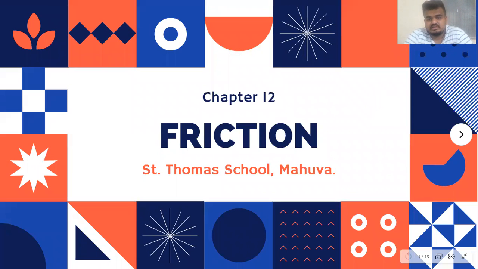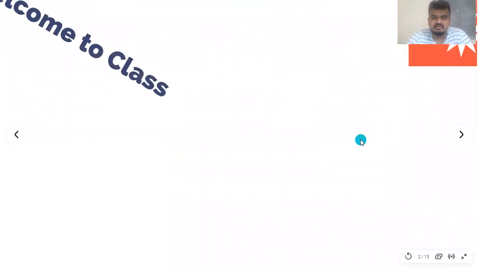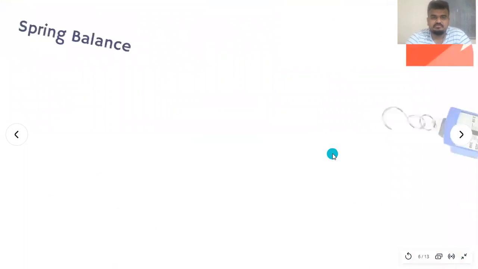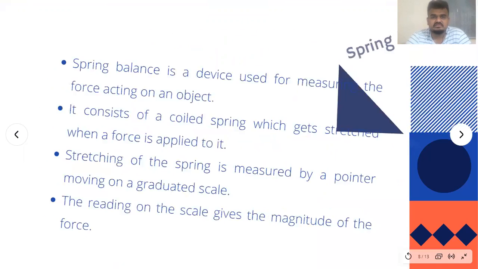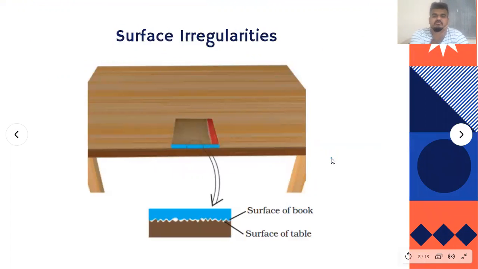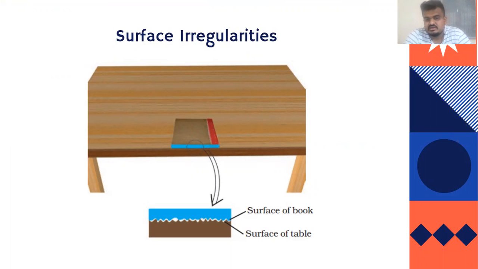Good morning, friends. In the last lecture, we studied friction, and mainly we studied surface irregularities. By zooming in and observing the surface very clearly, we can see that there are some irregularities on it, and that is the only reason for friction. Here is the picture of the surface irregularities, and you can see this in your textbook also.